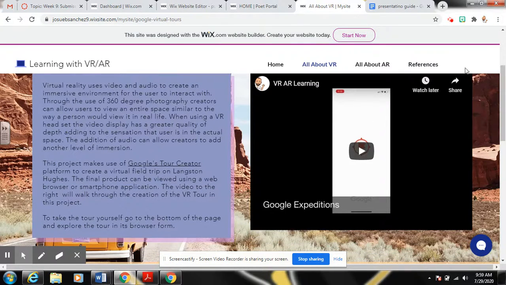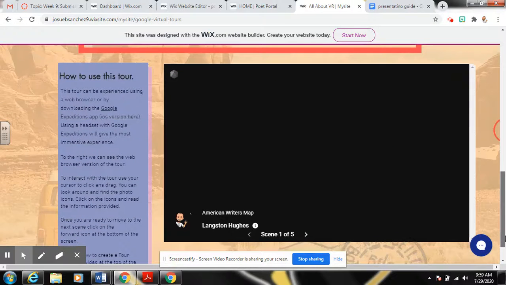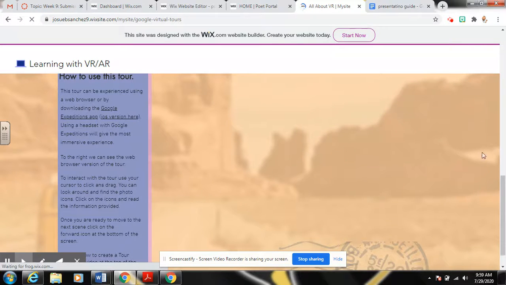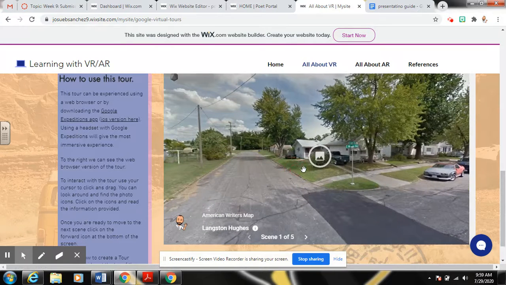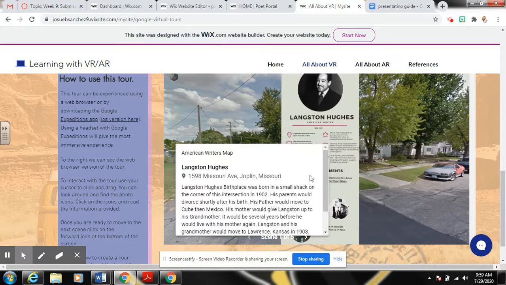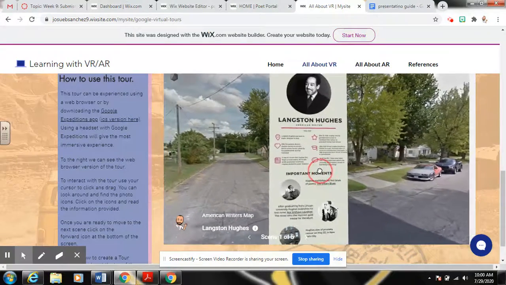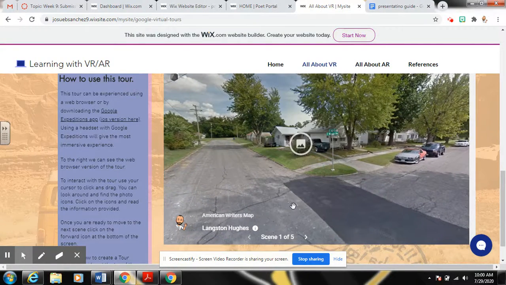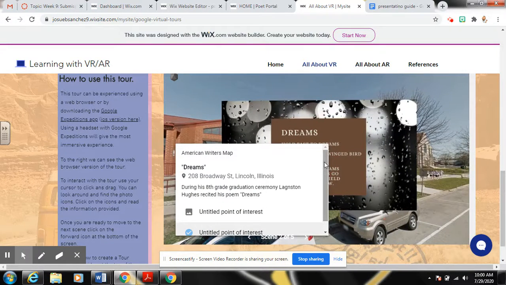And so the first technology that we're using for virtual reality is the Google Tour Creator. And what I've designed here is a tour of Langston Hughes's life. And this would be used for an introductory segment on Langston Hughes. And the student can take the tour on their own or with the teacher. It has information about Langston Hughes. And of course, there we go. And this tour can be used on the desktop, or it can be used using the VR headsets.